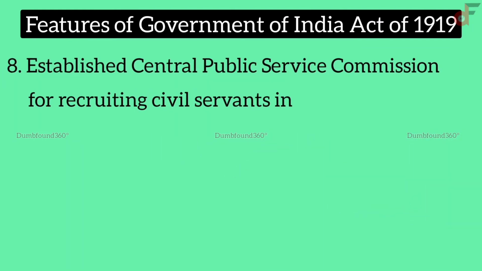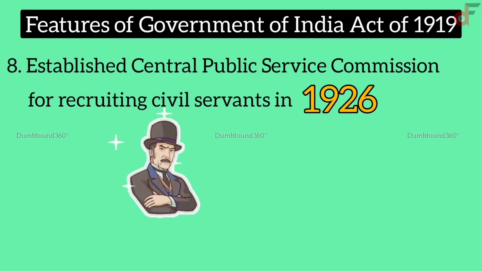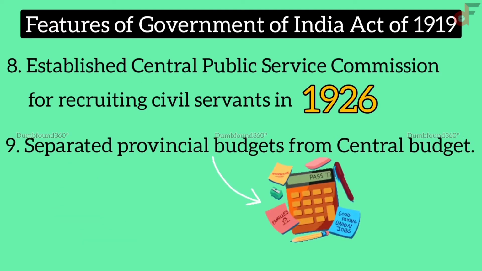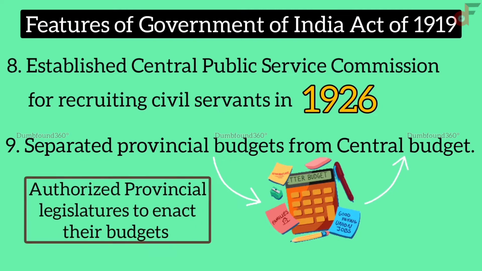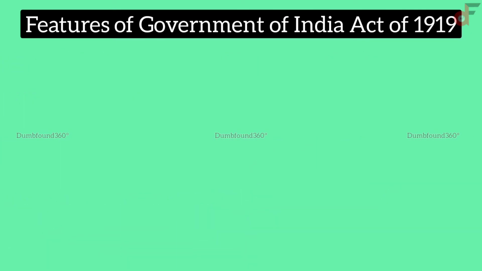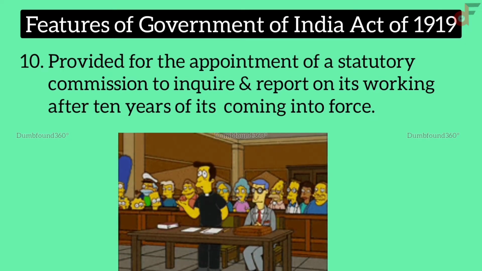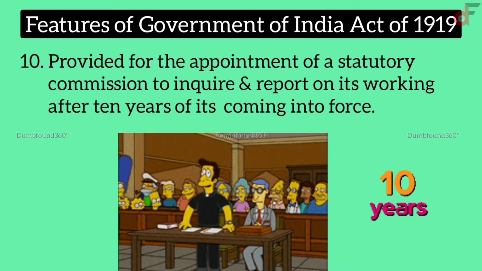8. It provided for the establishment of a Public Service Commission. Hence, a Central Public Service Commission was set up in 1926 for recruiting civil servants. 9. It separated for the first time provincial budgets from the central budget and authorized the provincial legislatures to enact their budgets. 10. It provided for the appointment of a statutory commission to inquire into and report on its working after 10 years of its coming into force.